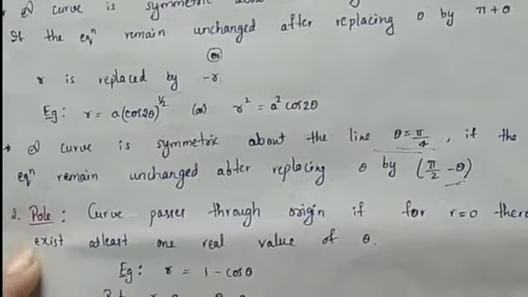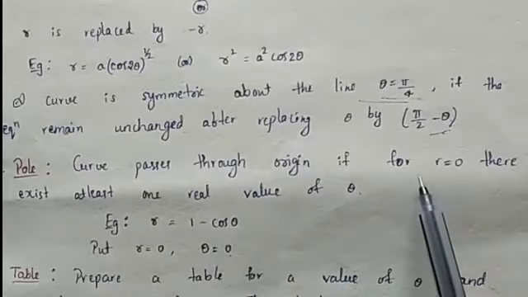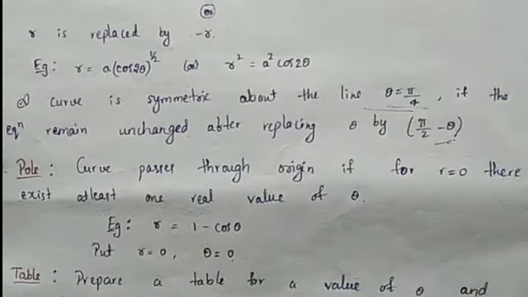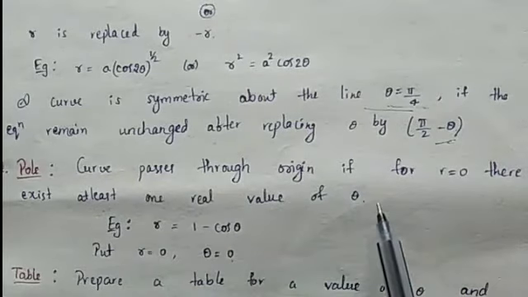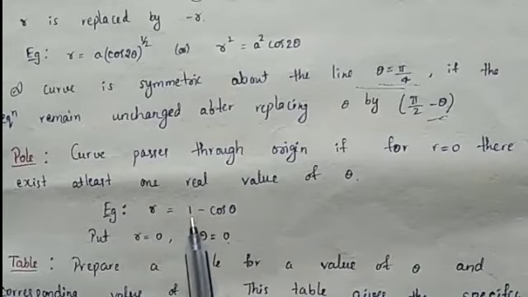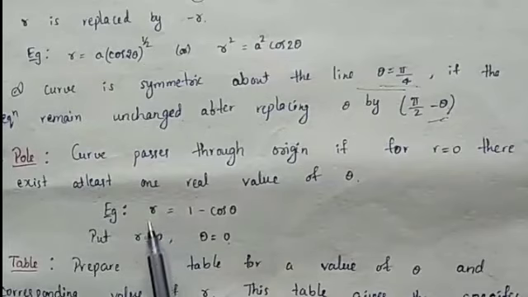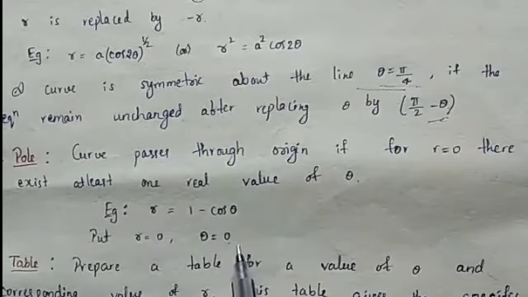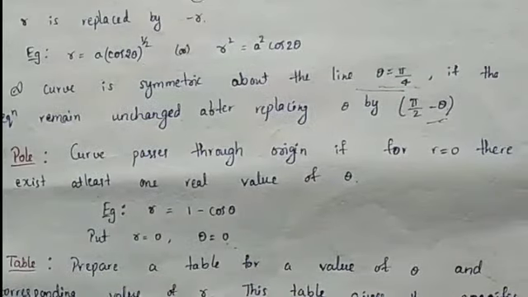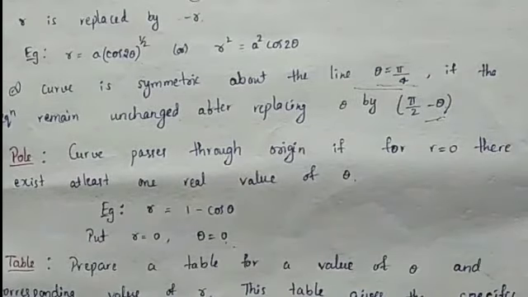The next point is the pole. The curve passes through the origin if for r is equal to 0, there exists at least one real value of theta. Let us consider the example r is equal to 1 minus cos theta. You put r is equal to 0, you get theta is equal to 0. There exists at least one real value of theta, hence the curve passes through the pole. If theta does not exist, the curve does not pass through the origin.